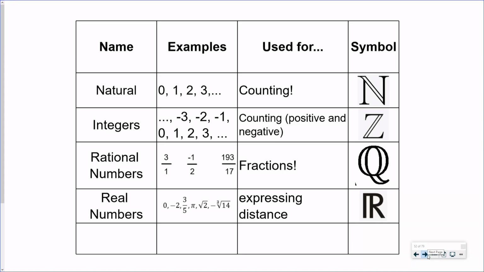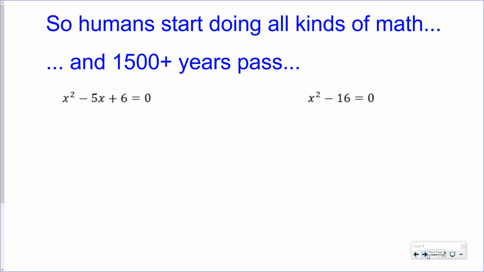You make that distinction. All right, so humans are doing all kinds of math. 1,500 or more years pass. We're into the Middle Ages. We start getting into quadratics, right? The quadratic formula, doing algebra.